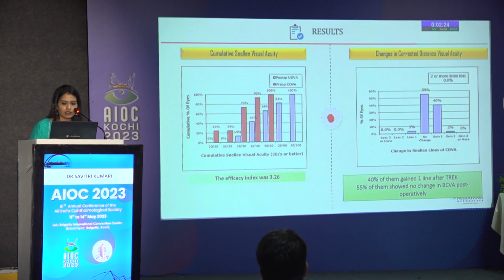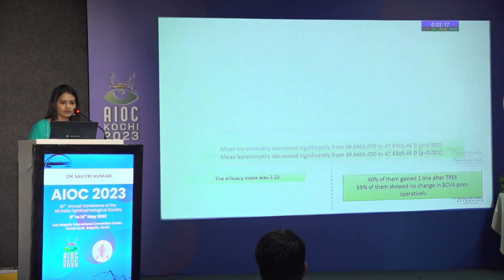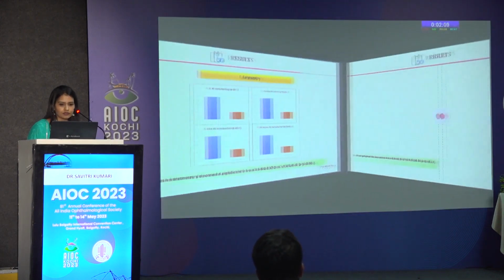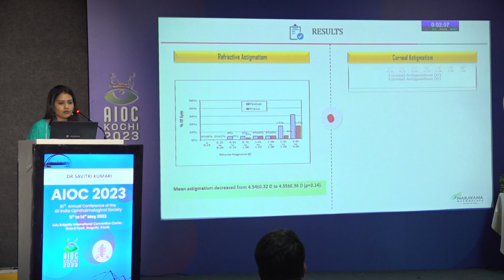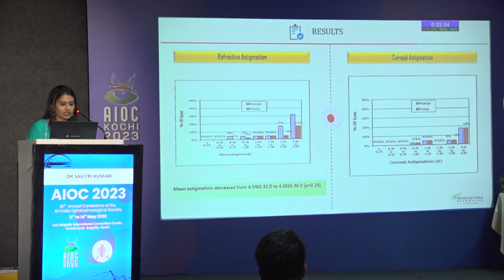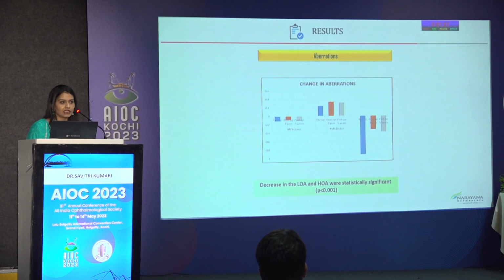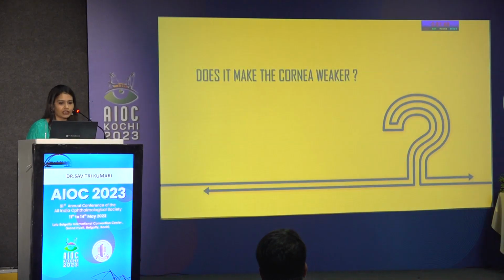And coming to the safety part of it, 40% of them gained 1 line after TREC and 55% of them showed no change. The keratometry values were found to show a statistically significant decrease. Coming to the astigmatism, the refractive astigmatism mean decreased from 4.54 to 4.55, but it was not found to be significant. The corneal astigmatism, though, was found to be statistically significant. Then the decrease in the lower and higher order aberrations was found to be statistically significant.